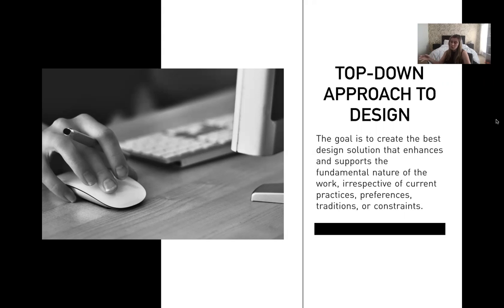Top-down approaches to design have you start with an abstract description of work activities, stripped of information about existing work practices. The goal is to work towards a best design solution independent of current perspectives and biases. This enhances and supports the fundamental nature of the work, irrespective of current practices, preferences, traditions, or constraints. So this is where true innovation has a chance to shine. When you're focusing too much on just modifying and perfecting existing processes, you might not be considering things that are out of the box that you might have considered if you had done this top-down approach instead.